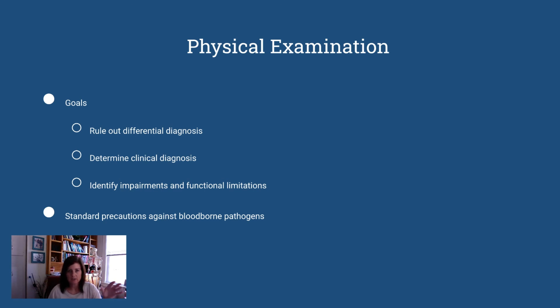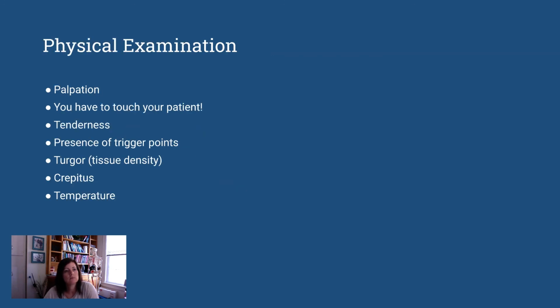So when you start touching patients, obviously you want to use your standard precautions. Again, this is something that you should be doing all the time. You should always wear gloves when you might be exposed to a patient's blood or body fluids. You should always wash your hands in between patients. You should always clean off equipment and mat tables and that sort of thing. So these are all precautions that you should always adhere to.